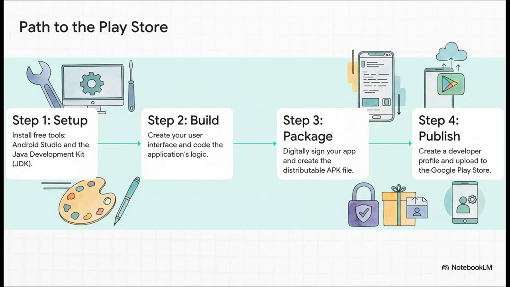So here's the roadmap. Step 1, setup. You just install the tools you need, Android Studio and the Java Development Kit. And by the way, they're totally free. Step 2, build. This is where the magic happens. You design your interface, you write the code that makes it all work. Step 3, package. You wrap it all up, digitally sign it, which is like putting your official stamp on it, and create the final file. And step 4, publish. You make a developer profile, upload your app, and share it with the world.